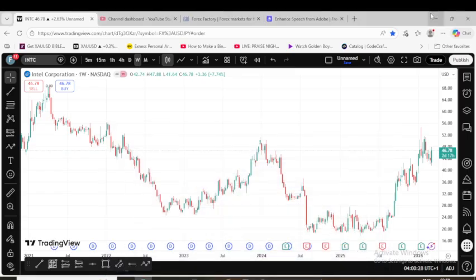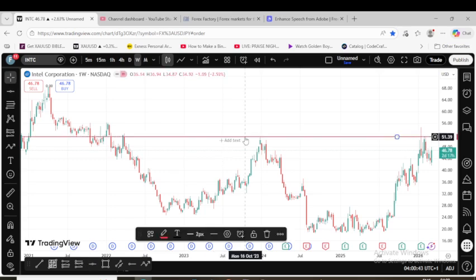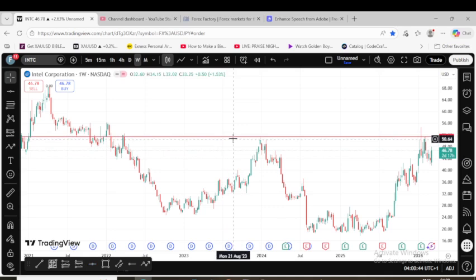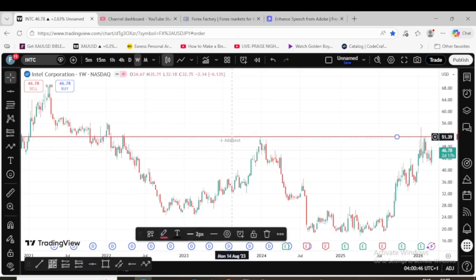Good morning, everyone. Today we're going to be doing a top to bottom analysis on Intel Corporation stock, starting from the 1 week time frame. We'll start our analysis by identifying our zones, which are support and resistance levels of higher time frames. Since we're on the weekly time frame, these zones are obviously the weekly zones.